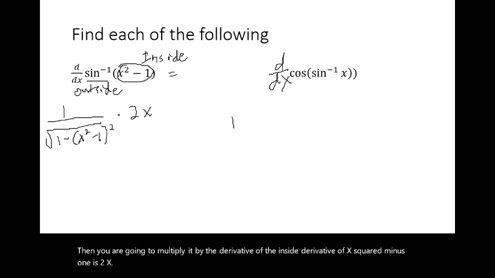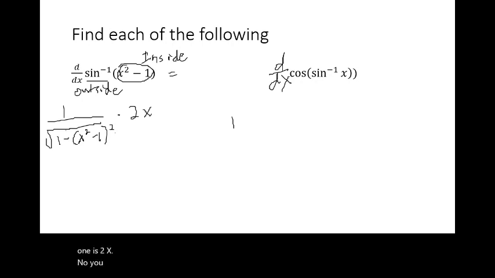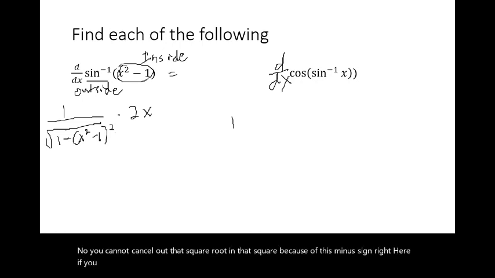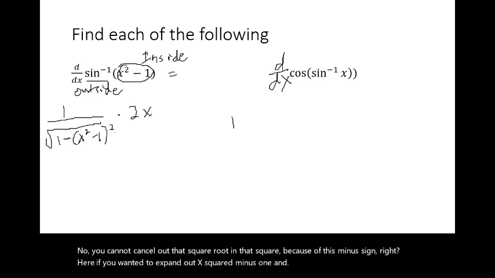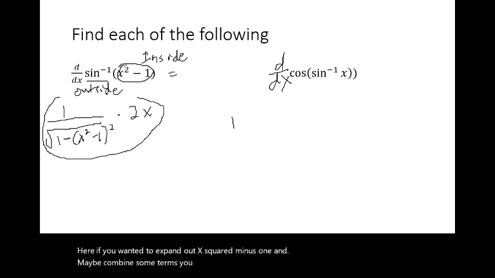Now, no, you cannot cancel out that square root and that square because of this minus sign right here. If you wanted to expand out x squared minus 1 and maybe combine some like terms, you could, but realistically, it doesn't really simplify that much, so this is good enough.